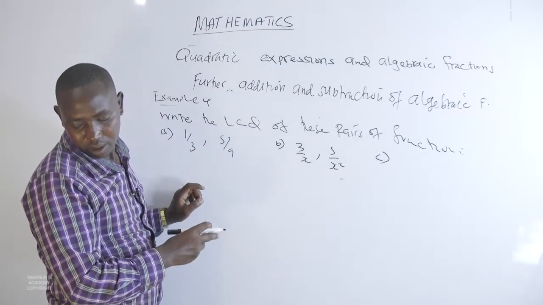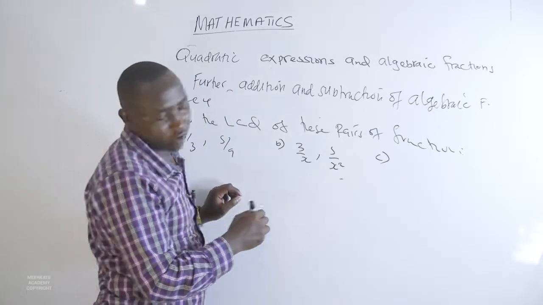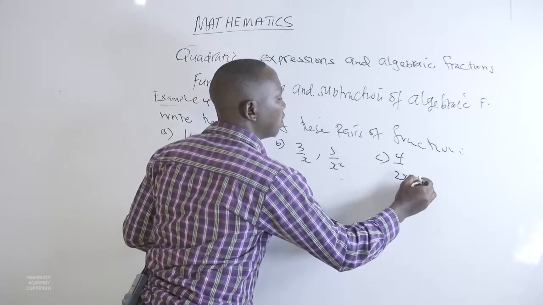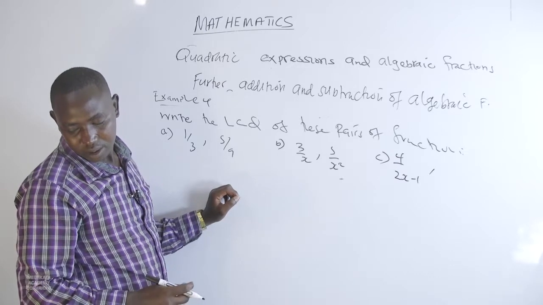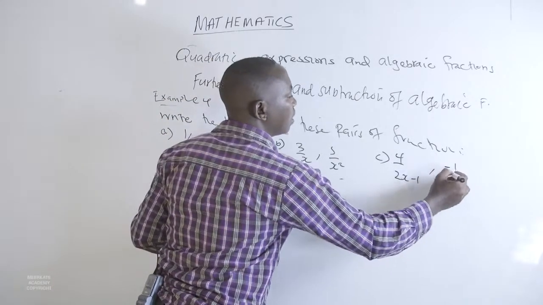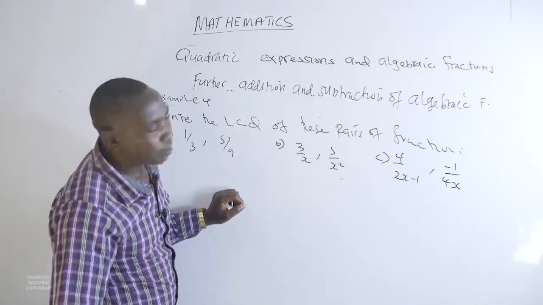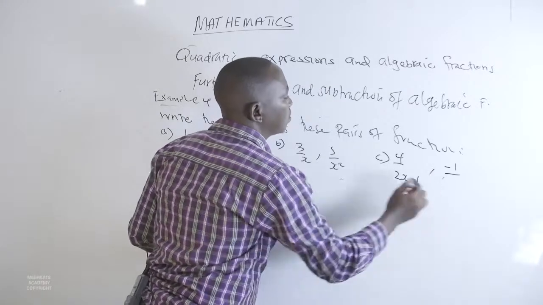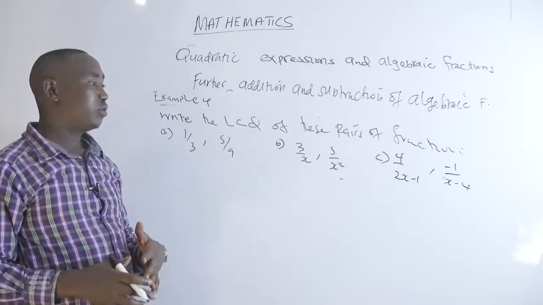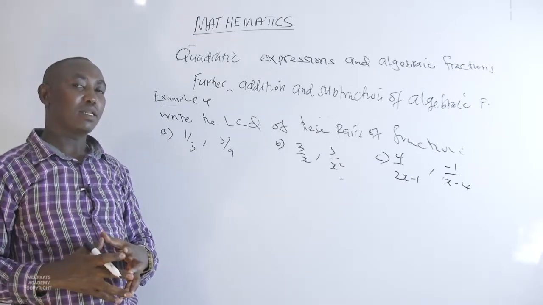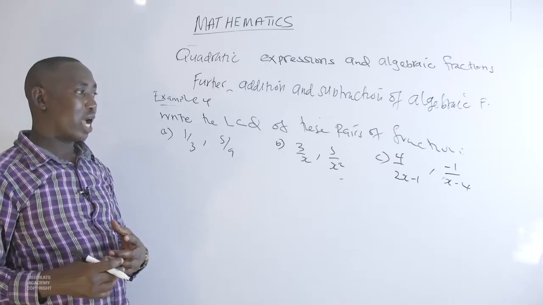Number C, 4 over 2x minus 1 and negative 1 over 4x minus 4. It is again very important for us to be able to know how we can find the LCD, that is the least common denominator of particular fractions.